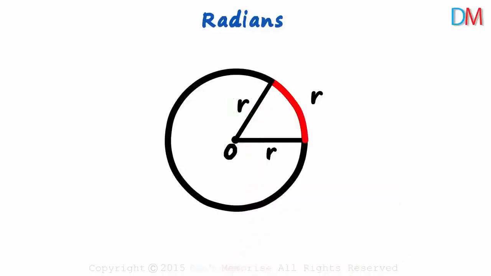Let's analyze the figure. We have an arc of length equal to the radius of the circle and two radii joining the center and the endpoints of that arc. Remember, the length of the arc is equal to the radius of the circle. This angle formed here is 1 radian. That's the concept of radians.